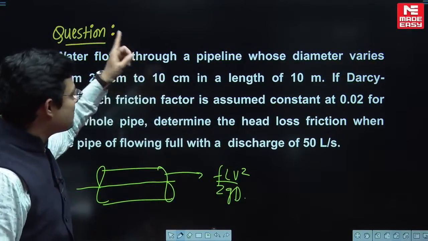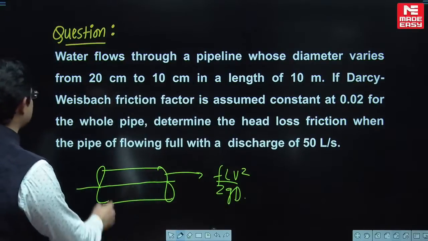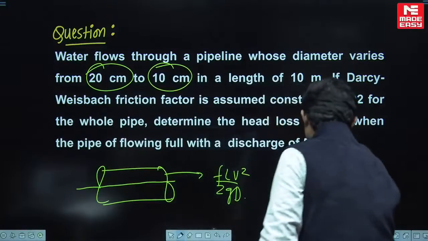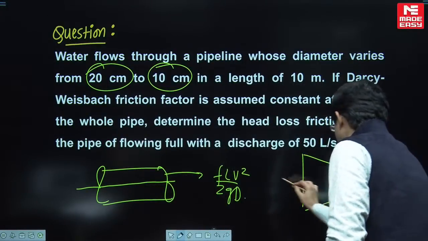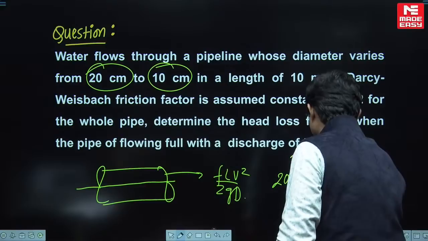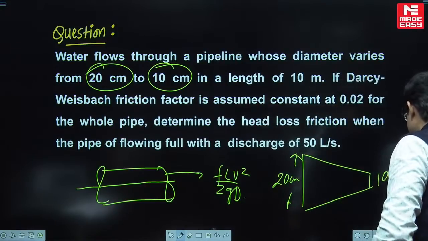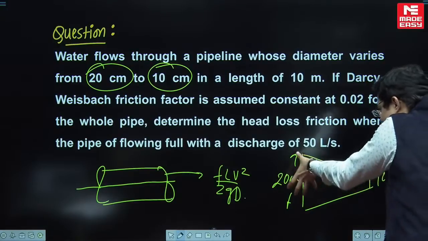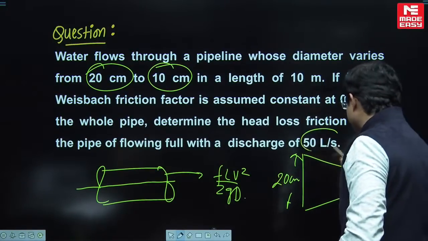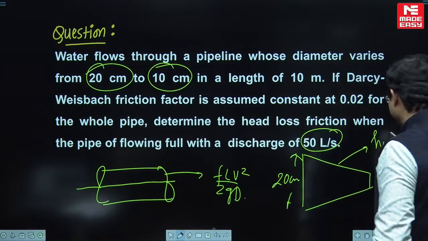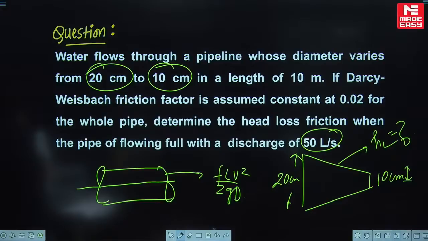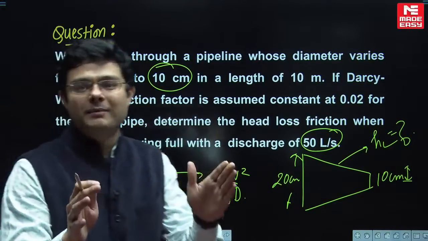But this is a mind-blowing question, because in this question there is a pipe whose diameter is changing from 20 to 10. So here it is 20 centimeter diameter, here the diameter is 10 centimeter. So it is a variable diameter pipe, discharge is given, and that fellow is asking you head loss. What a question, yaar. What a question.